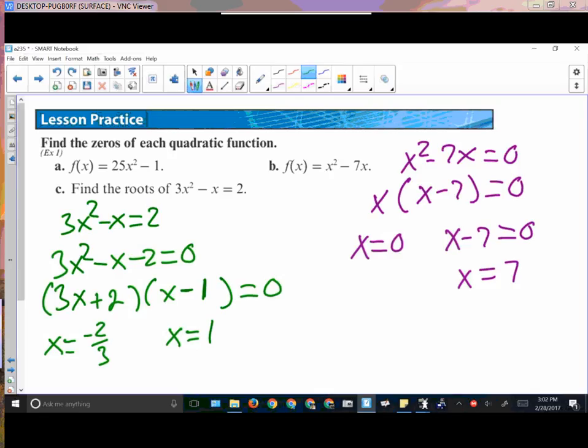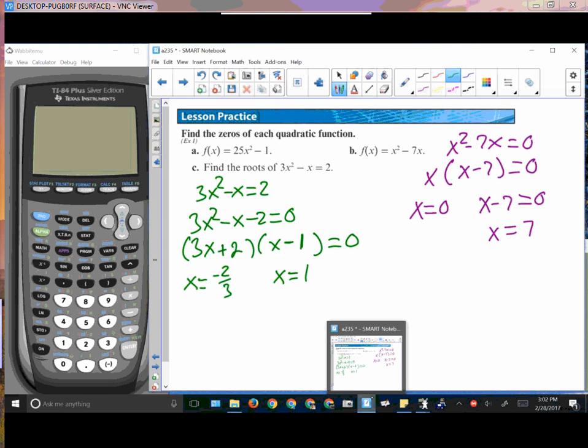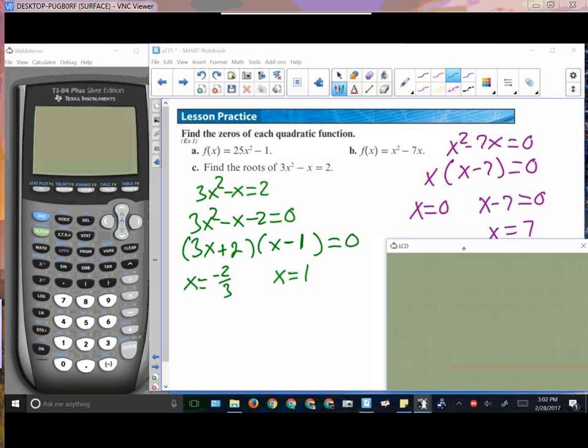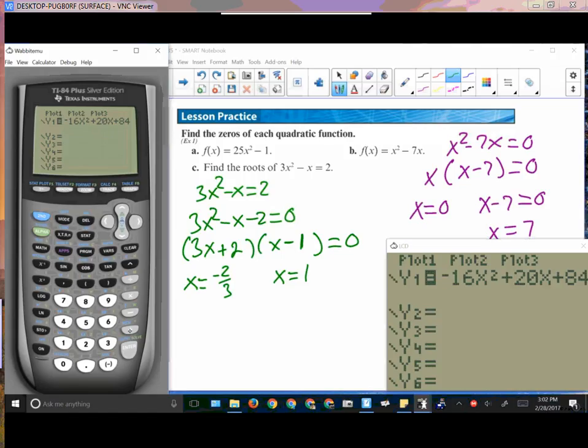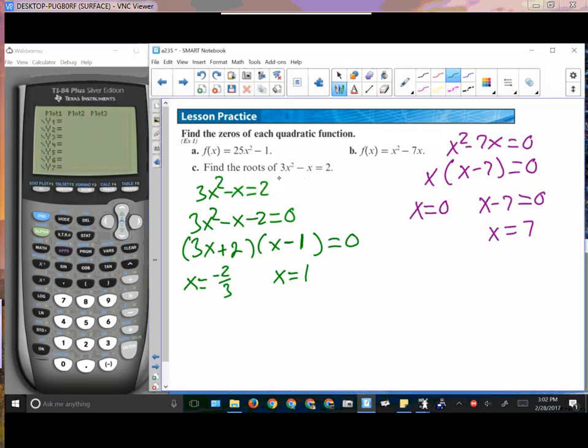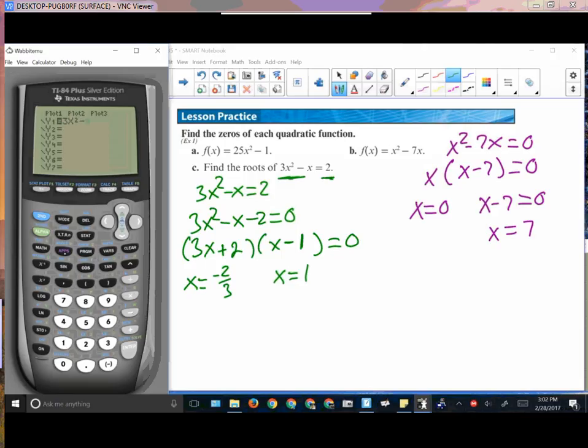Now, I'm going to show you something here. Watch this. We want to know when this is equal to that. So I'm going to put in 3x squared minus x and 2.